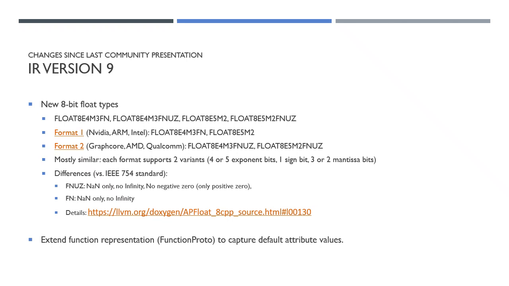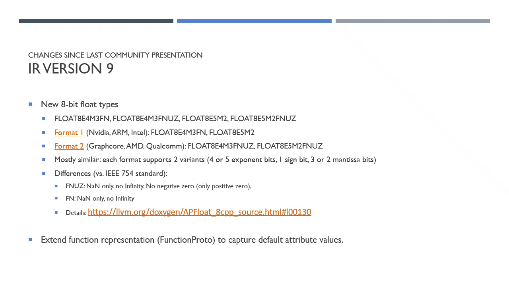The differences relate to special values. In particular, three of these formats do not support infinity values, but they all support the NaN value. Further, two of these formats do not support a negative zero and instead use that bit pattern to represent the NaN value. You can find more information about these formats in the links shown in the PowerPoint.